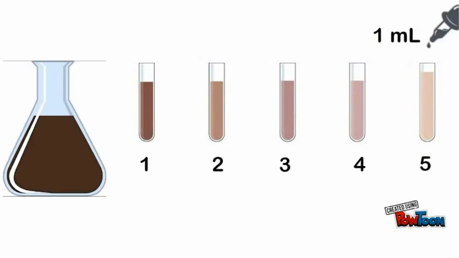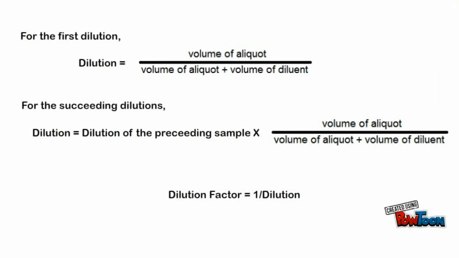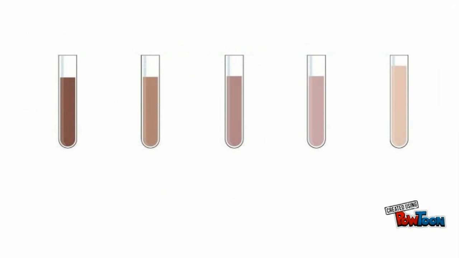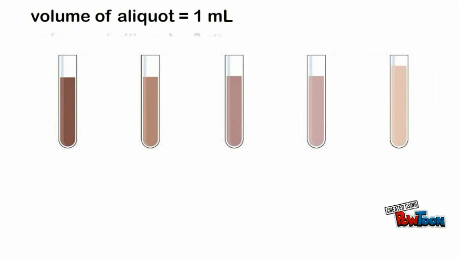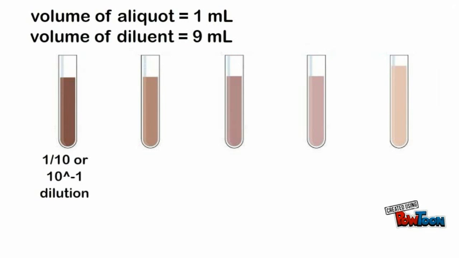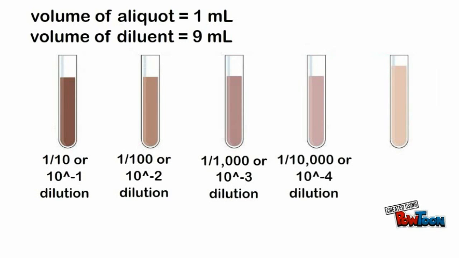From the dilution method, we are able to calculate the dilution and dilution factor in every step. The formula in solving for the dilution and dilution factor are as follows. In our example, we have 1 ml of aliquot and 9 ml of diluent. For test tube 1, we get 1 over 10 or 10 raised to negative 1 dilution and a dilution factor of 10. For test tube 2, we get 1 over 100 or 10 raised to negative 2 dilution and a dilution factor of 100. The calculation for the remaining test tubes goes on.